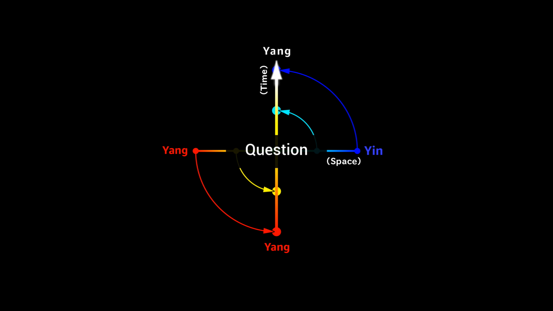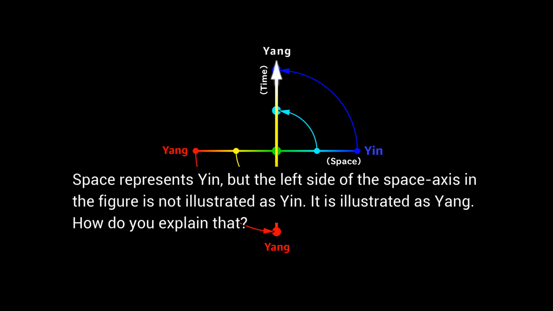emerges. Question. Space represents yin. But, the left side of the space axis in the figure is not illustrated as yin. It is illustrated as yang. How do you explain that?